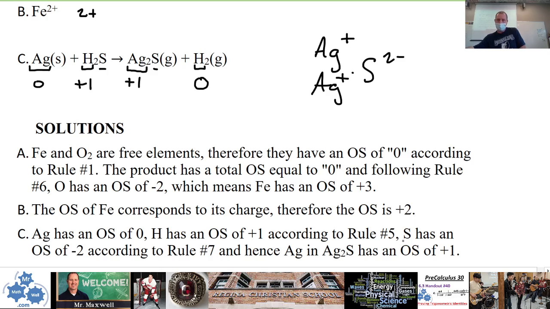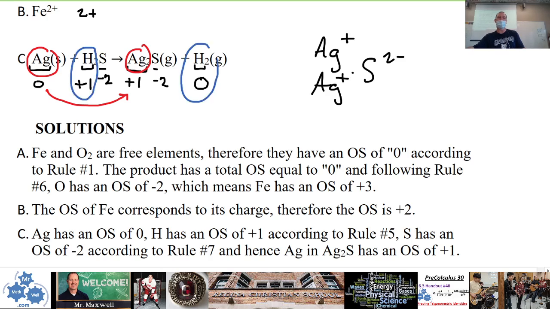According to rule number 5, S has an oxidation state of -2. It has -2 over here, and guess what? It's -2 over here. So there has been no electron transfer for sulfur. The two species that have exchanged electrons, though, are silver and hydrogen. Silver has lost an electron to become more positive, and hydrogen has gained an electron to become more negative. So an electron has been picked up here.